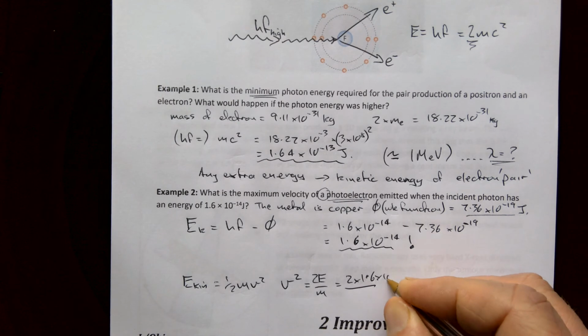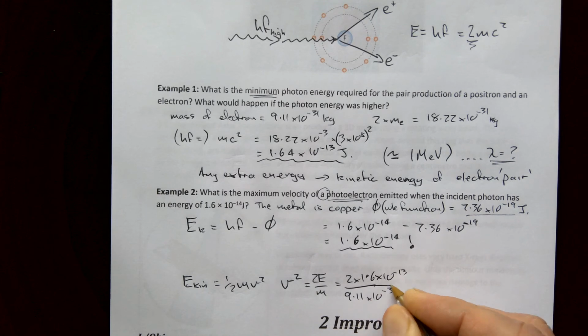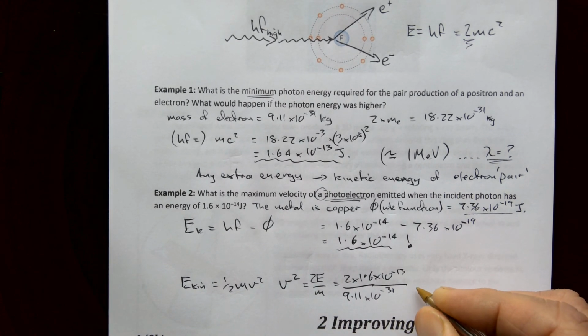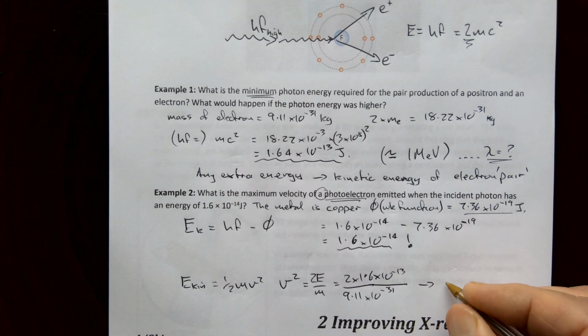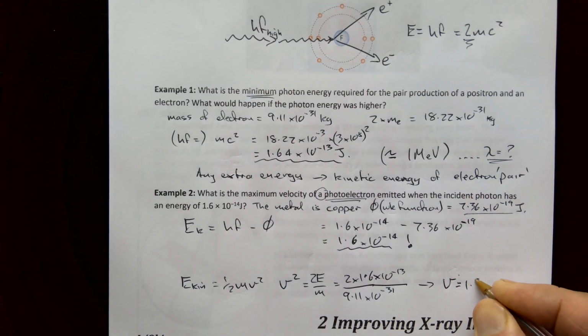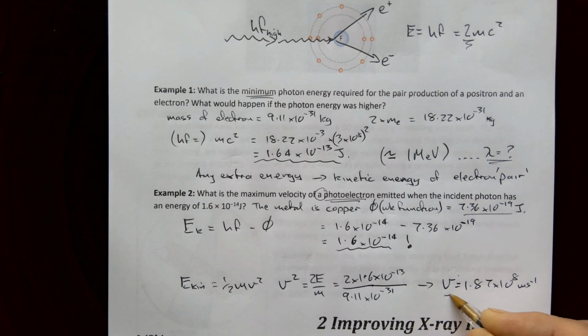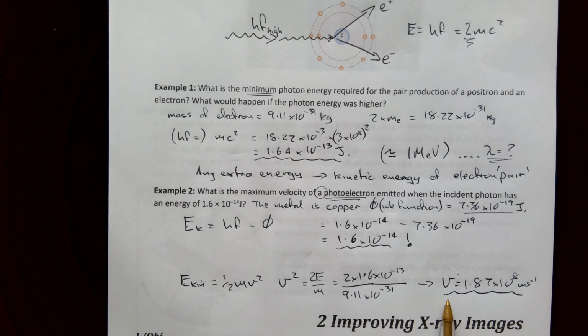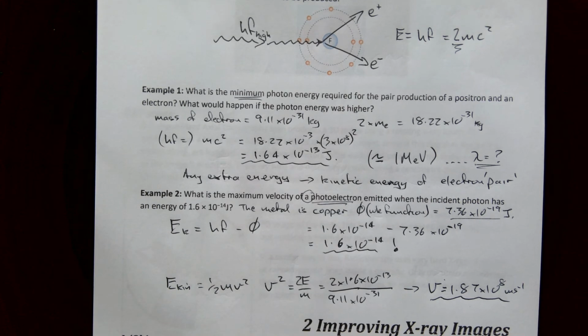Times 10 to the minus 13. Then what we've got there is going to be 9.11 times 10 to the minus 31. And done. And so I then get my answer in my calculator, I know that it's v, I don't need to write that value down necessarily, though it's worth it in the exams. 1.87 times 10 to the 8 meters per second. Okay, so pretty damn fast. Why? Because it's X-rays. It's pretty damn high energy photons.